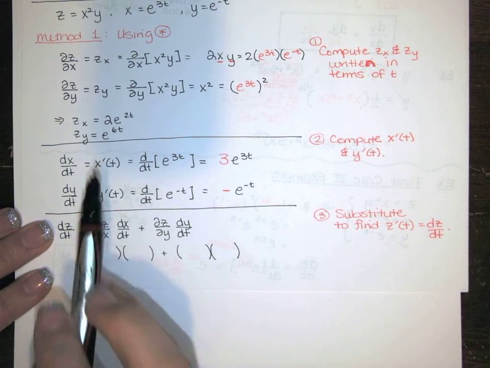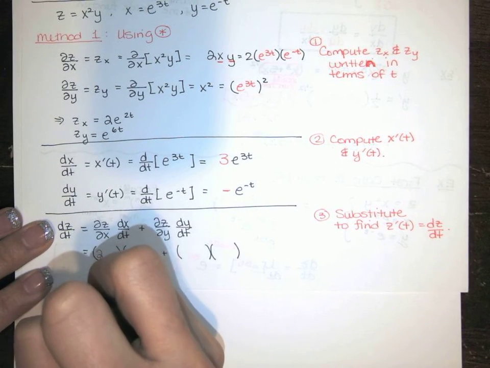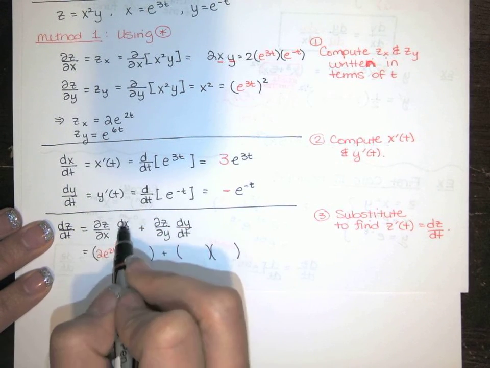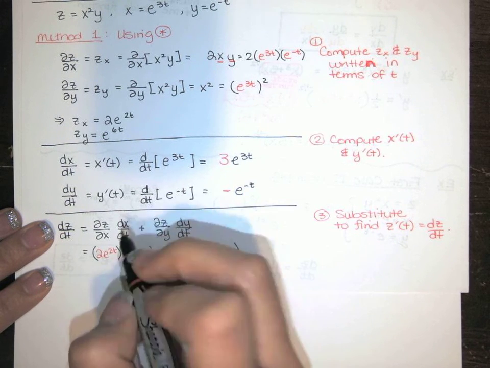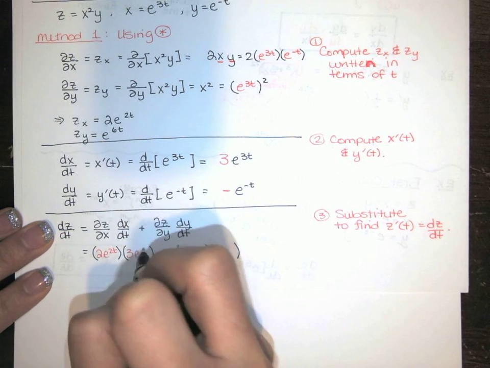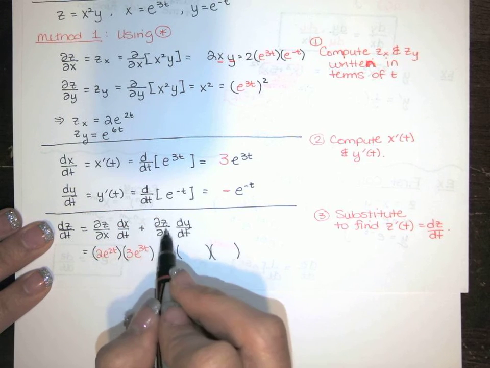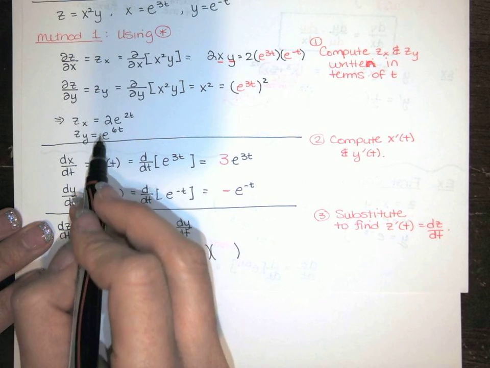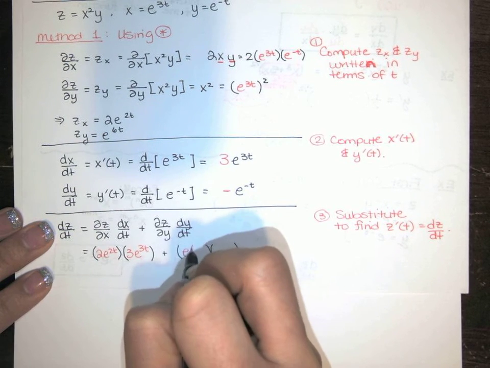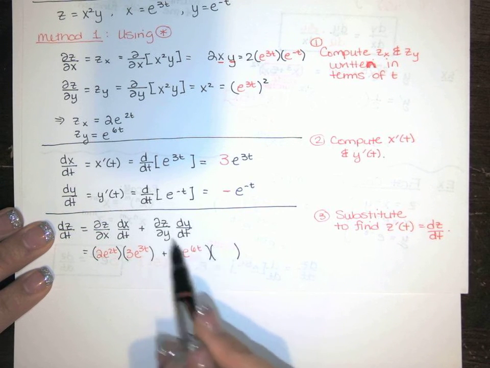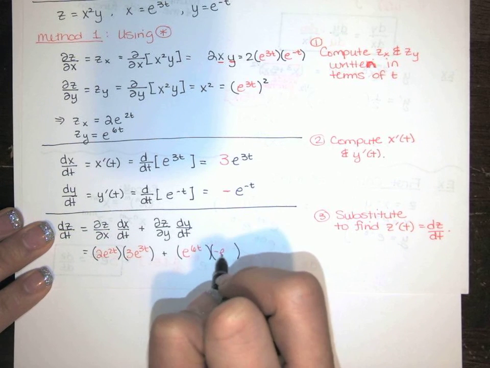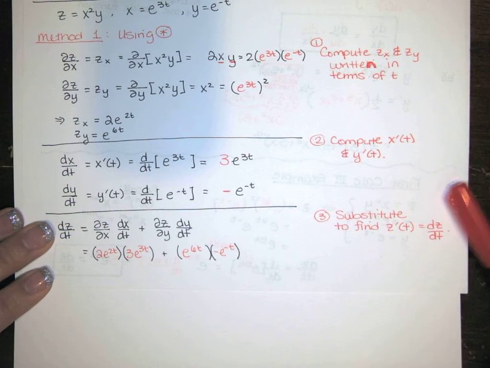Well, the partial of z with respect to x was 2e to the 2t. dx dt, that's x prime, same thing, is 3e to the 3t. The partial of z with respect to y was e to the 6t, and the derivative of y with respect to t is negative e to the negative t.